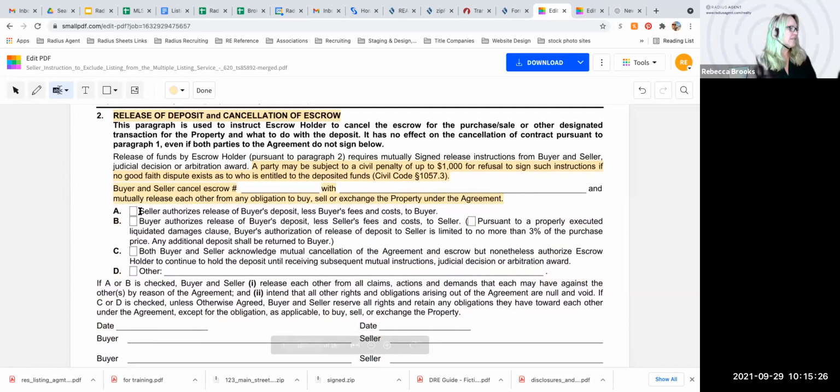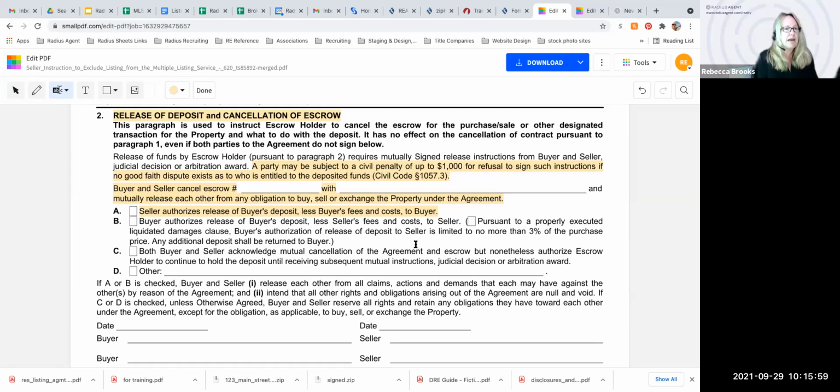And then this is where it says seller authorizes the release of buyer's deposit, less buyer's fees and costs, to buyer. So obviously the buyer wants this option, right? The buyer wants their money back, right? And so they get confused because they're like, well, what are my fees and costs? And so I know in our neck of the woods up here in Northern California, there aren't usually any fees and costs because our title companies and escrow companies don't charge any fees for upfront escrows or for canceling things or natural hazards reports or anything like that.